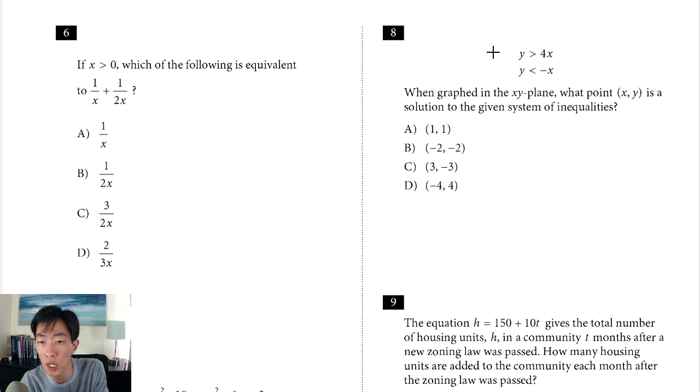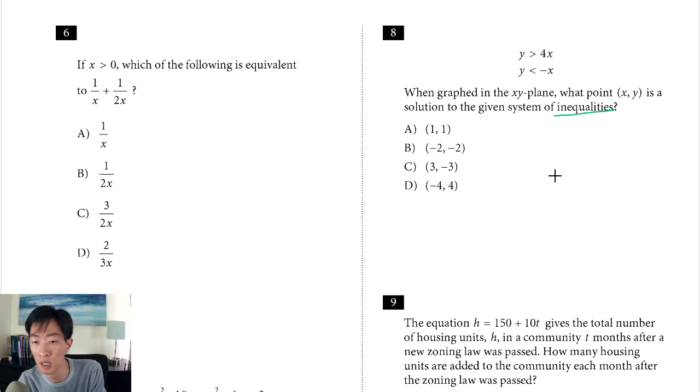Question 8. y is greater than 4x and y is less than -x. When graphed in the xy plane, what point (x, y) is a solution to the given system of inequalities? Now, if you don't like dealing with inequalities, you could just go through each of the answer choices, plug them into both equations, cross off the ones that don't work, and you're going to get choice B as the only one that satisfies both equations.